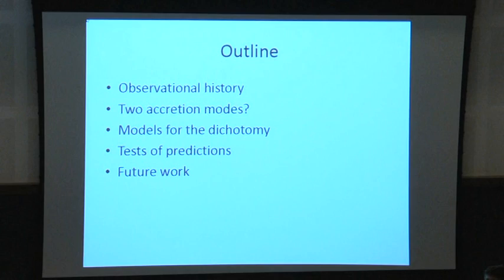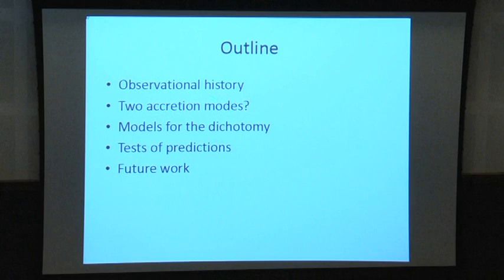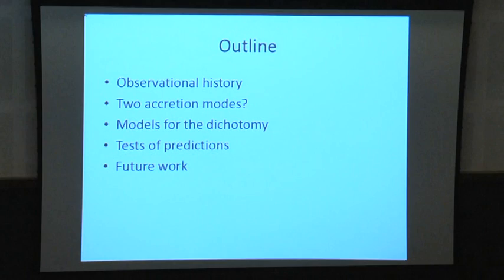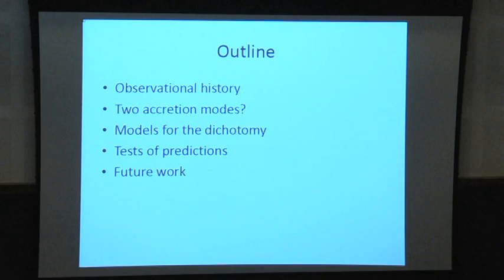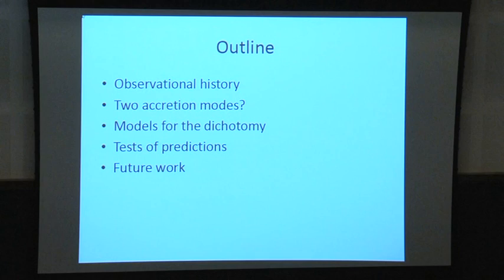The observational history: where did this terminology come from and what we actually see? What the evidence is for the two accretion modes. Robert's already told you this is true. Models for this, so is it about accretion of hot gas or is it just about the rate at which you accrete things? And then I'm going to talk a little bit about something Robert didn't actually mention, which is predictions of these models for observables like host galaxy properties. So let's start at the beginning.